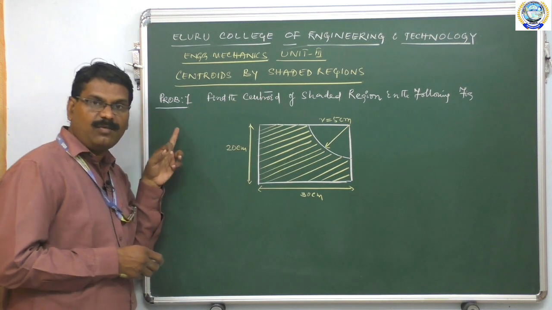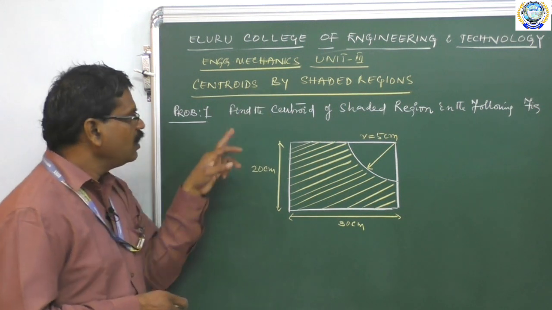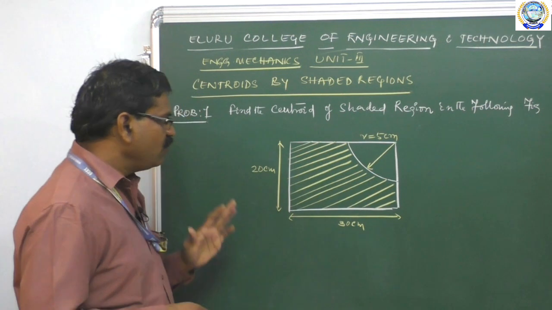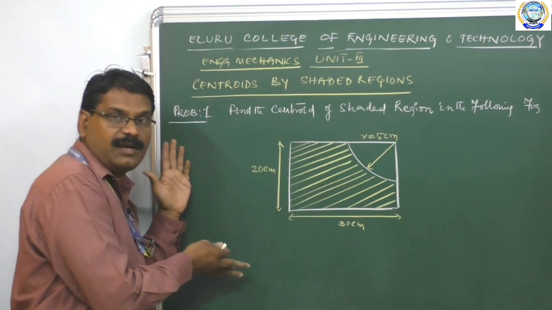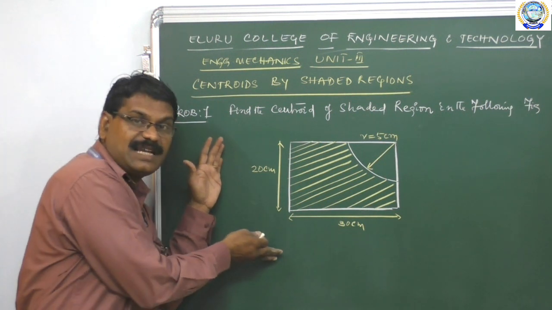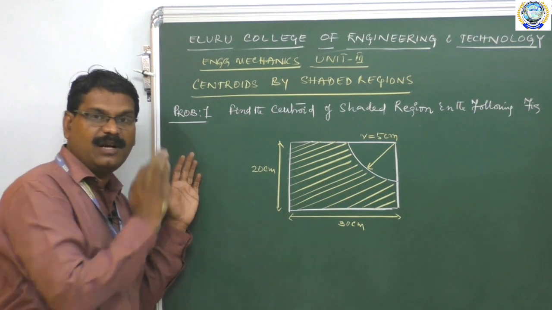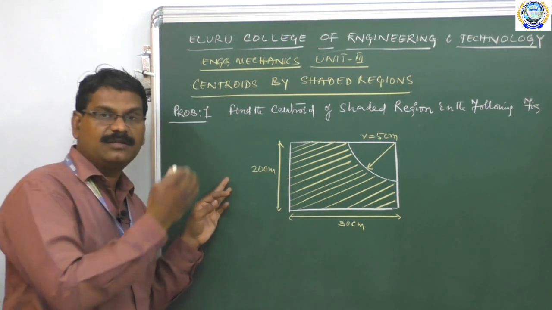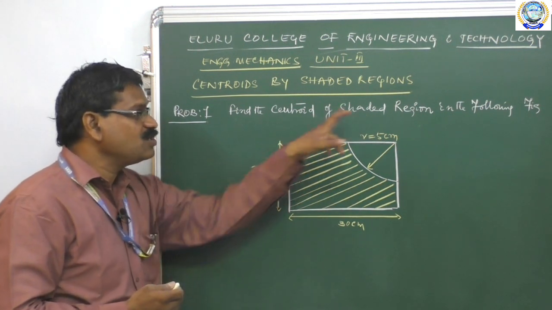If you see problem 1 on the determination of centroids by shaded region: find the centroid of the shaded region in the following figure. When we receive a problem like this, the first thing we have to do is apply the symmetric property to this diagram. Before that, let us check whether this diagram is a composite figure, a simple figure, or a shaded region.